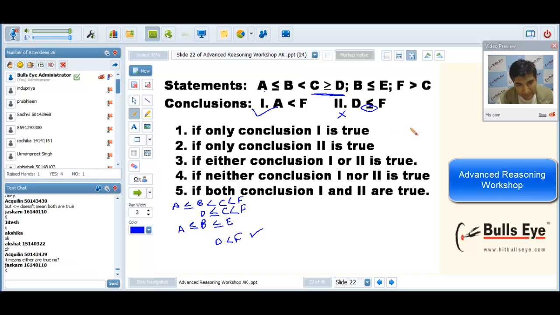Yes, Aquilin, it means either are true, but we have an equality sign, so when we make it true, we are agreeing that it is less than or equal to F, but D is not equal to F, so it may or may not be the case. That is why we are rejecting it. A may or may not be the case is rejected here also. Okay people, can we go to the next question?